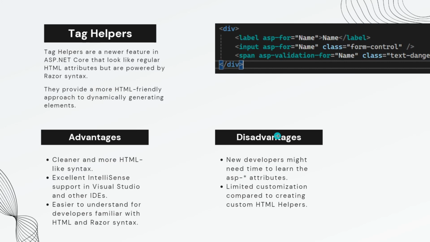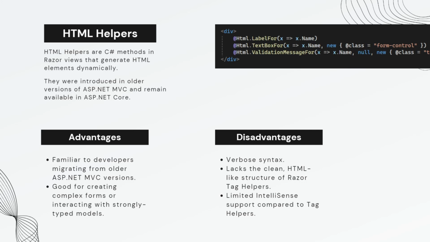Tag helpers are a new feature in ASP.NET Core that look like regular HTML attributes, but are powered by Razor syntax. They provide a more HTML-friendly approach, dynamically generating elements. If you see here, it's just pure HTML with this ASP keyword here. Advantages: it's a cleaner and more HTML-like syntax, excellent IntelliSense support in Visual Studio and other IDEs, and easier to understand compared to this syntax.